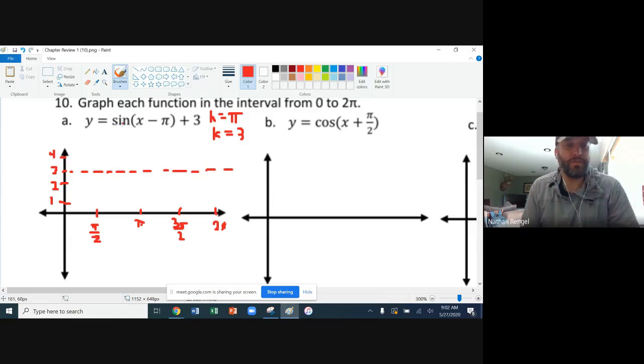Other things about the sine function, the a value is 1. So it's going to rise up 1, go down 1. And you do not have a b value, so your period is still going to be 2 pi. So your b value is 1. All right, now we can head to start graphing.